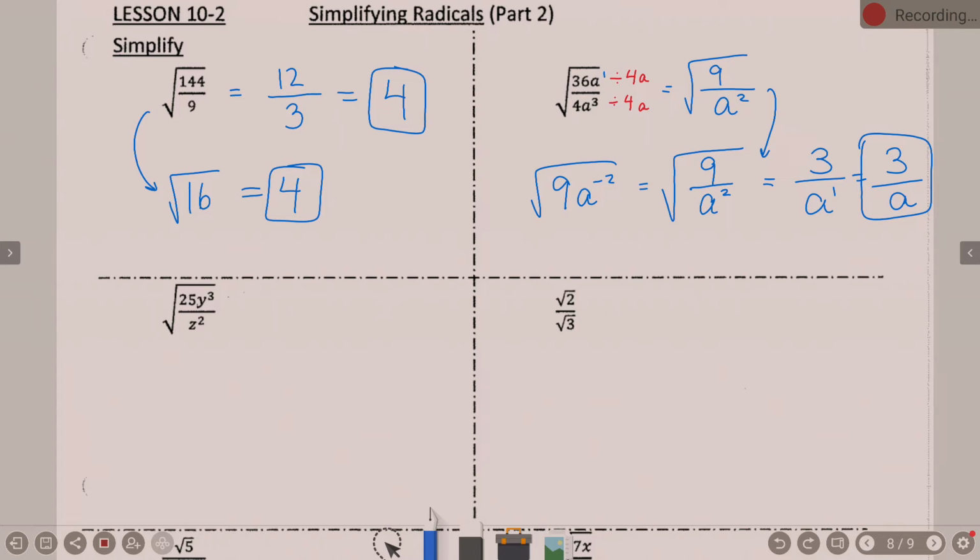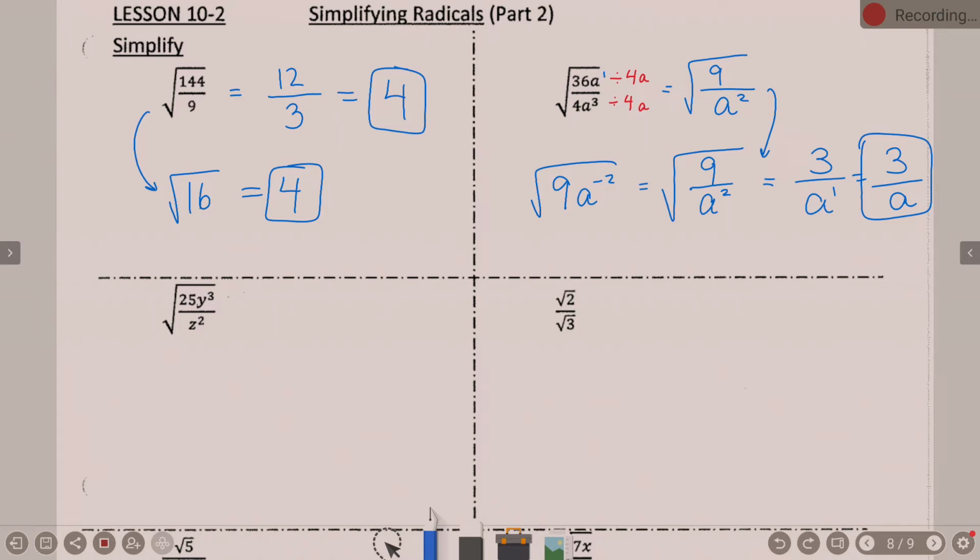Okay, next one. Square root of 25y cubed divided by z squared. I'm always going to ask, is there anything I can divide or reduce first? We'll talk about taking some square roots, but in terms of just dividing or reducing the fraction, there's only one whole number, 25. There's no other numbers to reduce that with. There's one y piece, y cubed, no other y's to simplify with. But there's a z piece, no other z's to simplify with. So we can't do any of this up here where we're simplifying it.